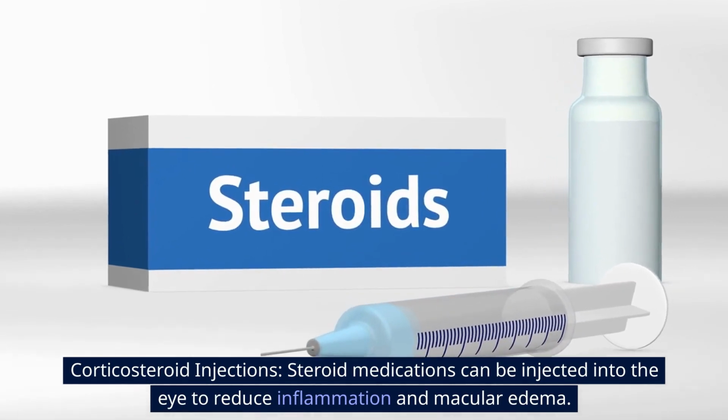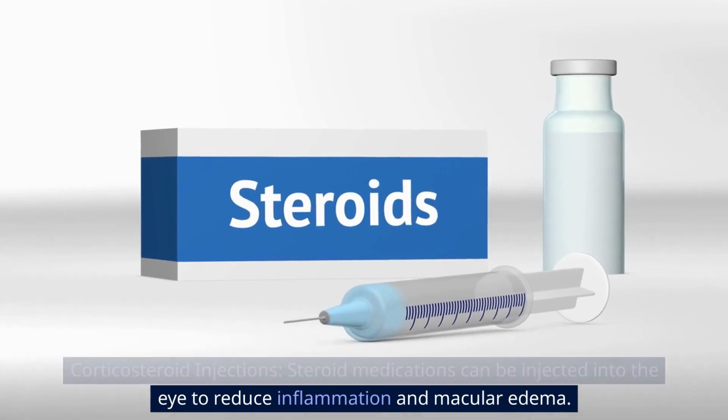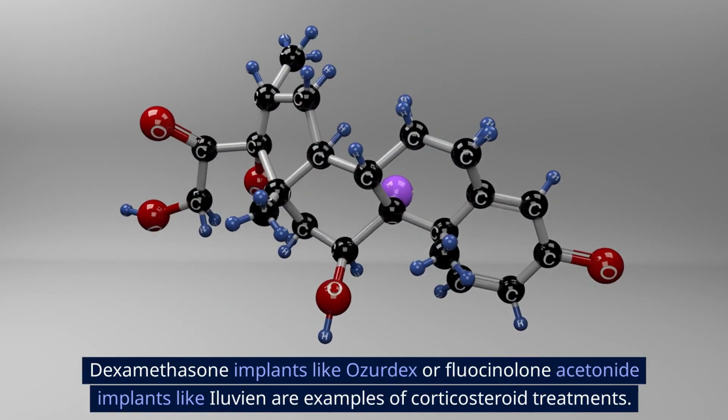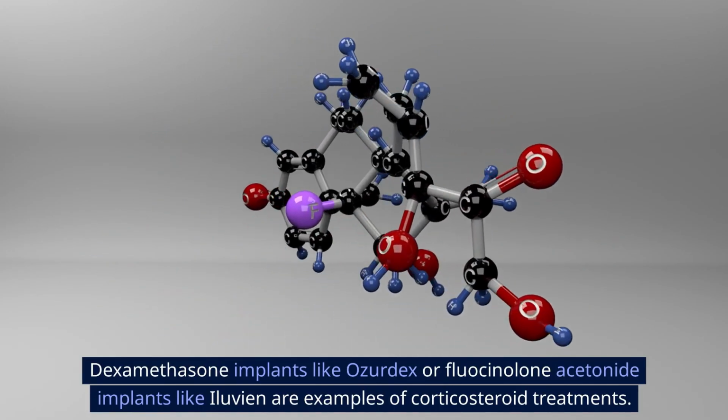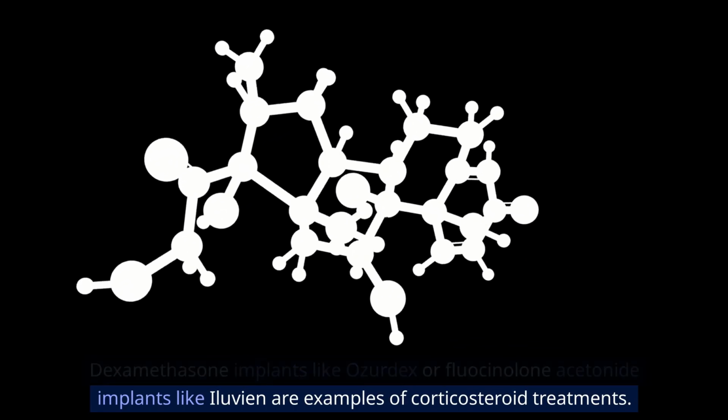Corticosteroid injections. Steroid medications can be injected into the eye to reduce inflammation and macular edema. Dexamethasone implants like Ozurdex or fluocinolone acetonide implants like Iluvien are examples of corticosteroid treatments.